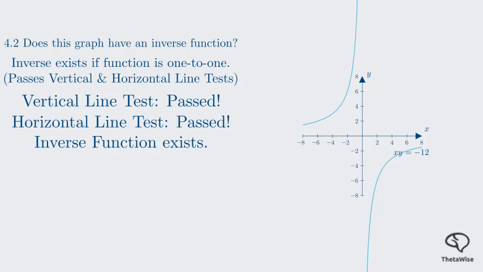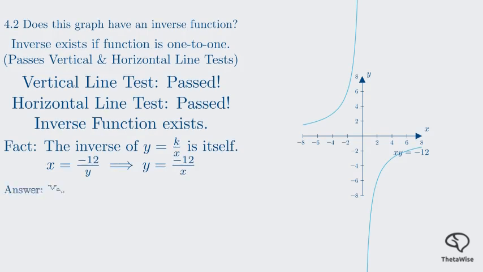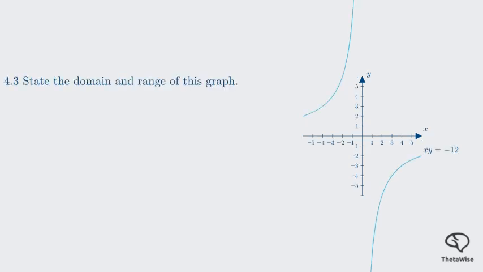A quick interesting fact: the inverse of y equals k over x is itself. If you swap x and y, and x equals negative 12 over y, you get y equals negative 12 over x, which is the original equation. So the answer to 4.2 is yes. This graph has an inverse function. Question 4.3 asks for the domain and range of this graph.